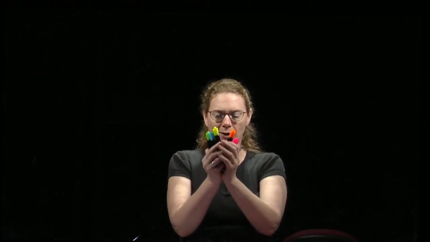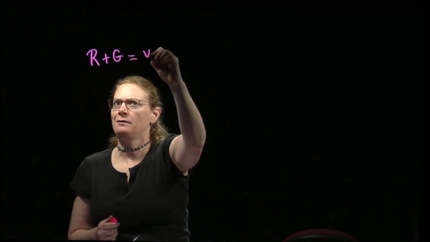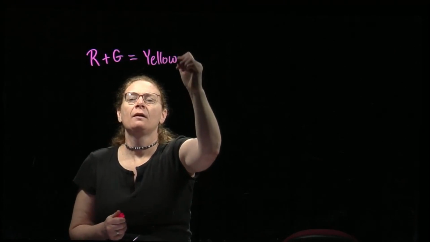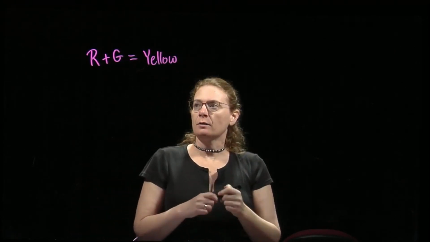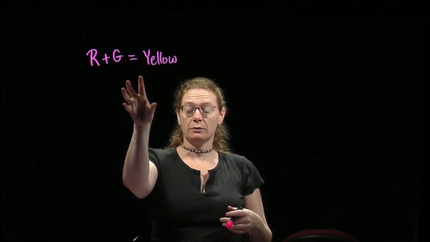What are the colors then? Red plus green turned out to be yellow. What are the other primary colors of light? We're going to have red and green be primary colors of light.